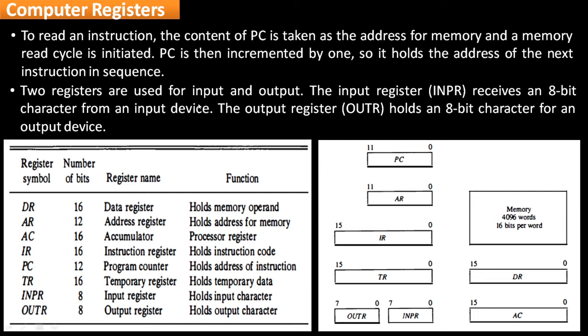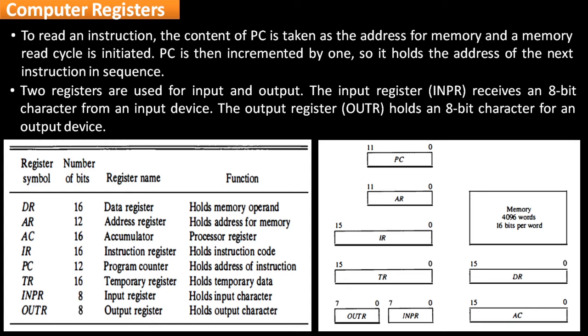Two registers are used for input and output. The input register receives an 8-bit character from an input device. So here the INPR, which is the input register, is usually used to hold the 8-bit data coming from the input devices. There may be varieties of input devices connected to the computer, so basically it will hold the information coming from the input devices.